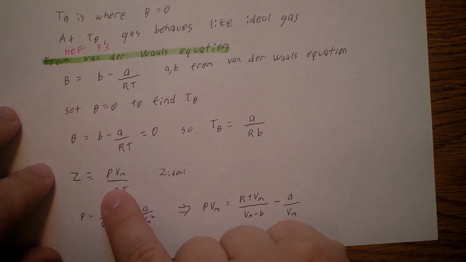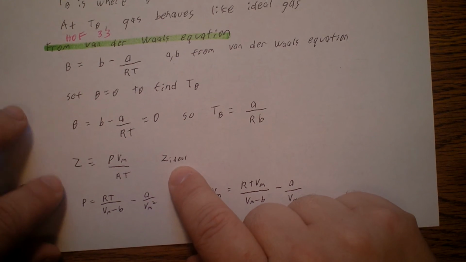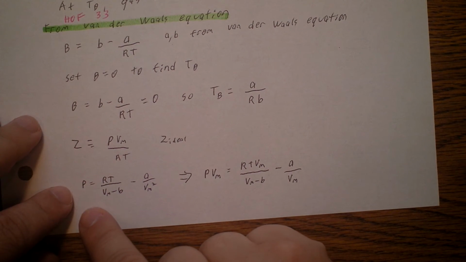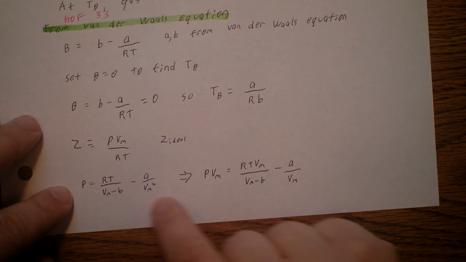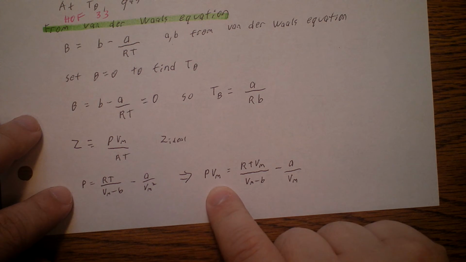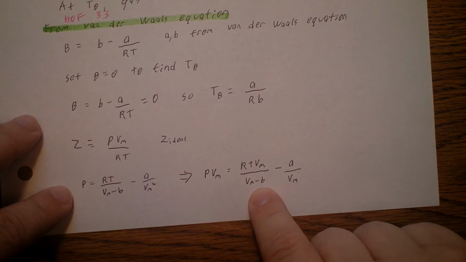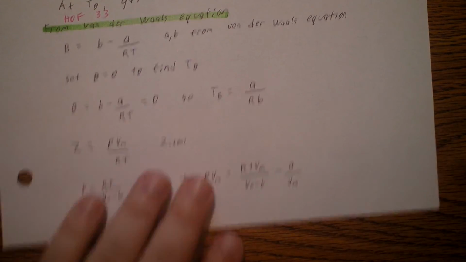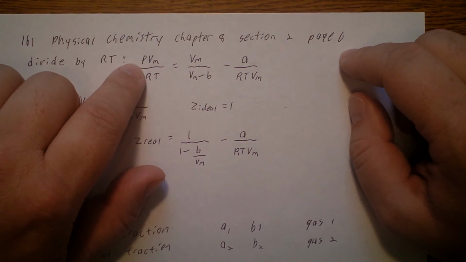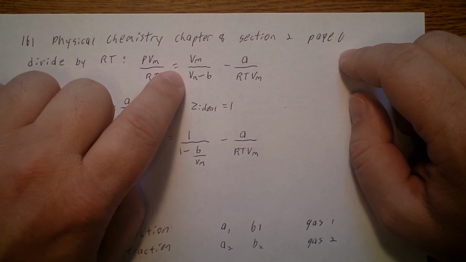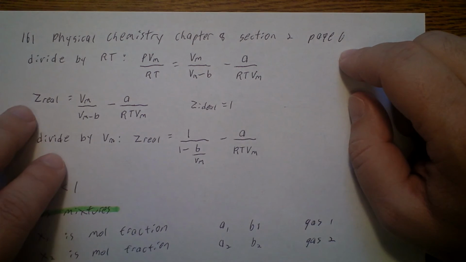Remember, the compressibility Z was defined as pressure times molar volume over RT. This is for Z ideal. So P is equal to RT over molar volume minus b, minus a over Vm squared. That gives us pressure times molar volume is equal to RT times molar volume divided by molar volume minus b, minus a over molar volume. We're going to divide that by RT, and we'll get pressure times molar volume over RT is equal to molar volume divided by molar volume minus b, minus a over RT molar volume.